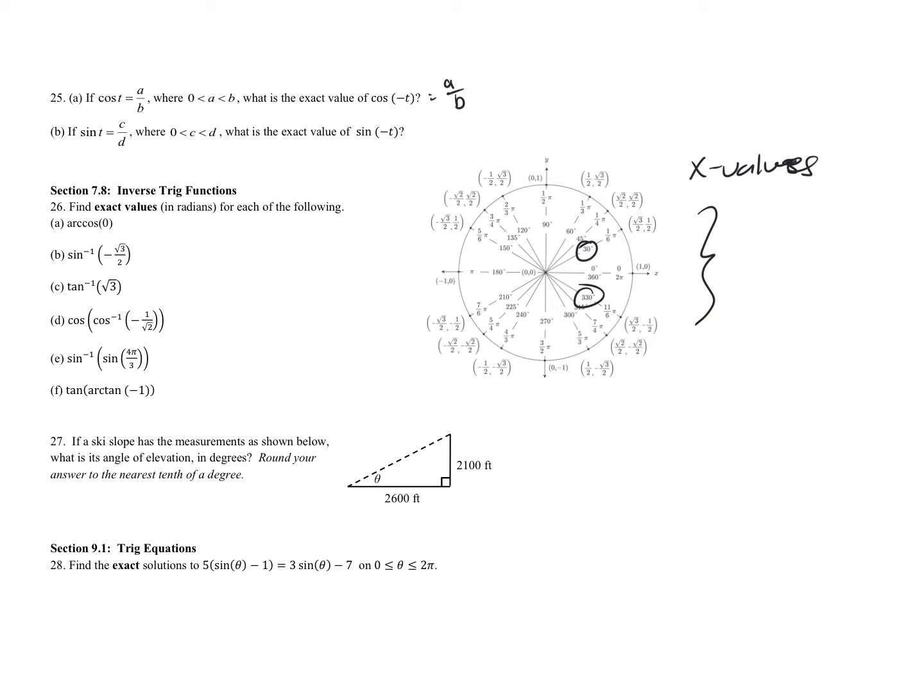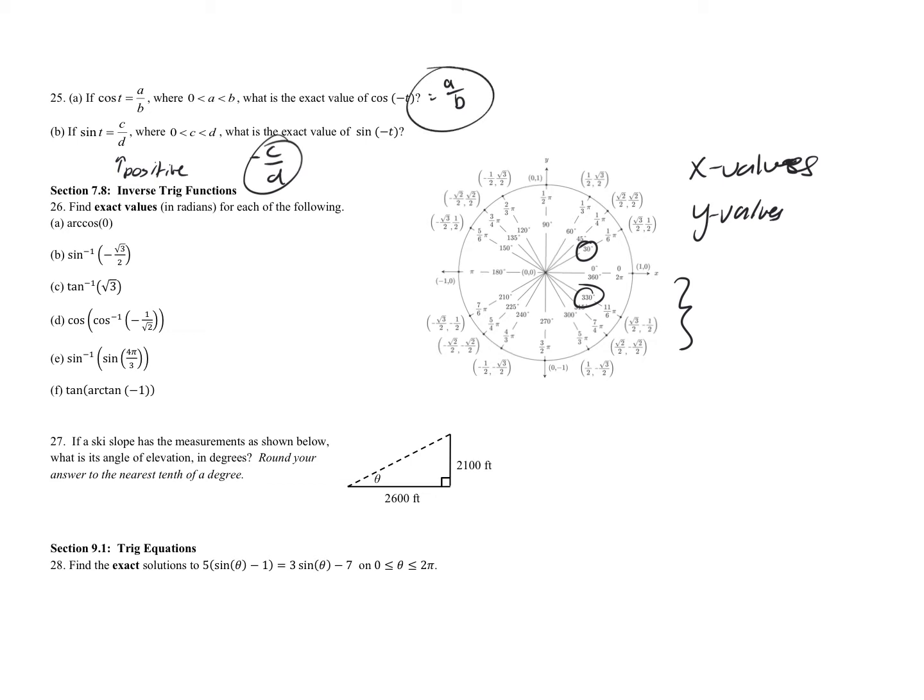Sine, however, will actually be negative. So if we have c over d, and this is positive, if we negate that angle, well, now we're on the lower half of the graph. And since sine is associated with our y values, it's going to be negative c over d. There's our two answers.